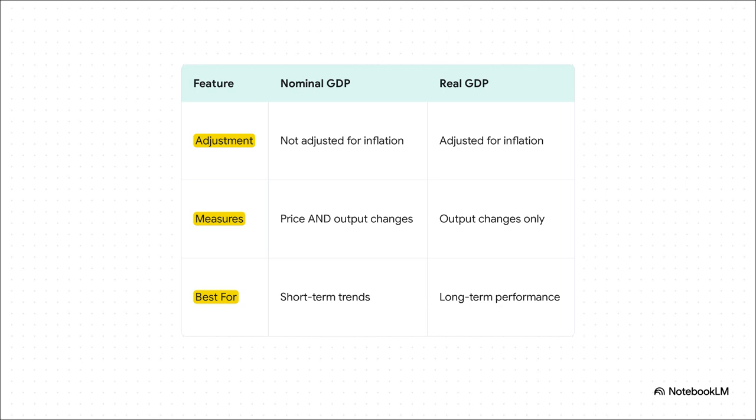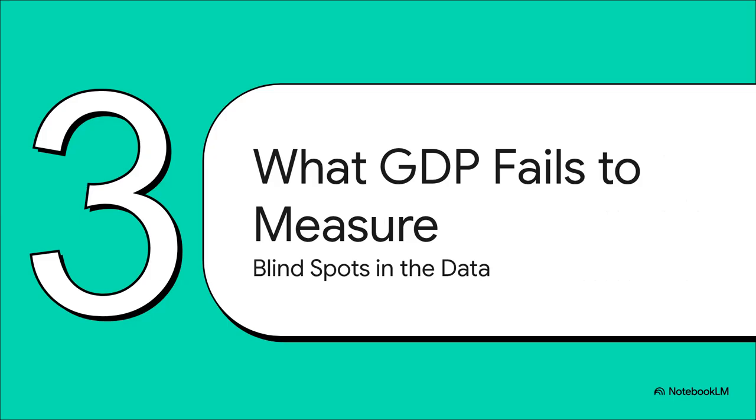Nope. Real GDP would be zero. And that's exactly why economists and policymakers almost always focus on real GDP. It gives you the true picture of growth. Now, as useful as GDP is, it is not a perfect measure.